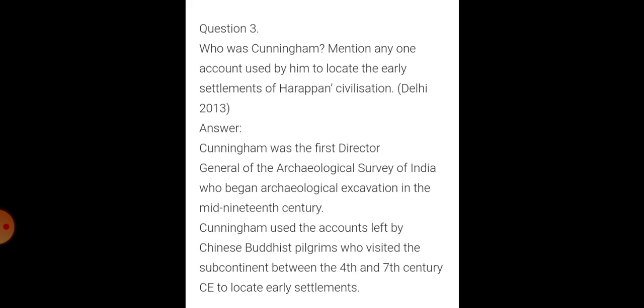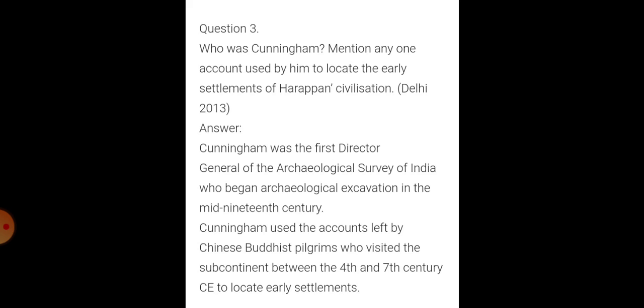Now, question number 3. Who was Cunningham? Mention any one account used by him to locate the early settlement of Harappan civilization. So the answer is, Cunningham was the first Director General of the Archaeological Survey of India who began archaeological excavation in the mid 19th century. This is an important point.